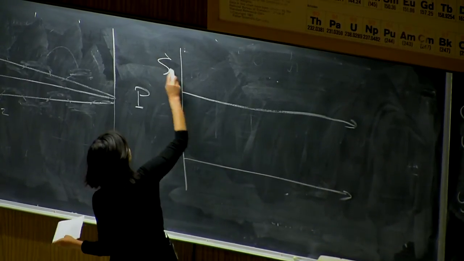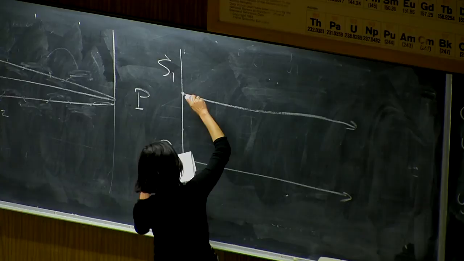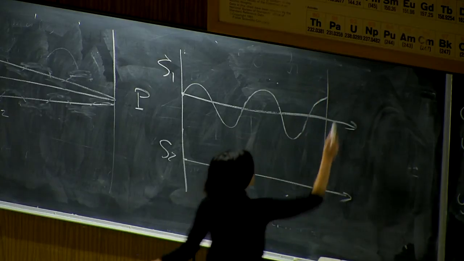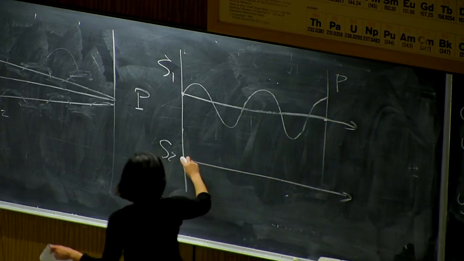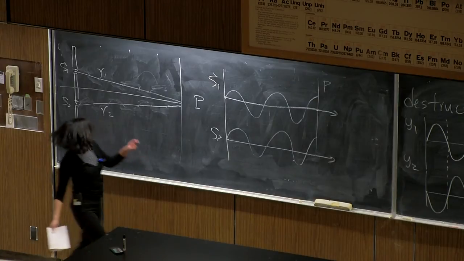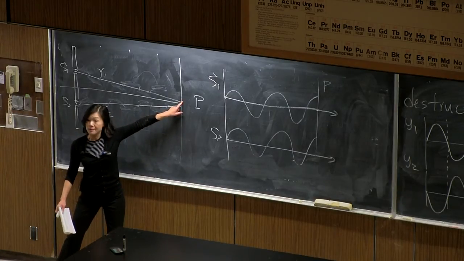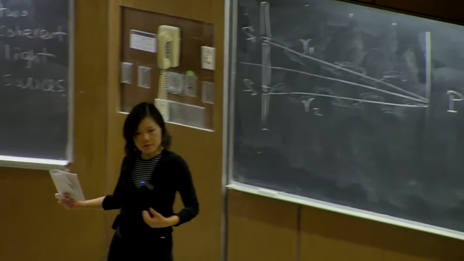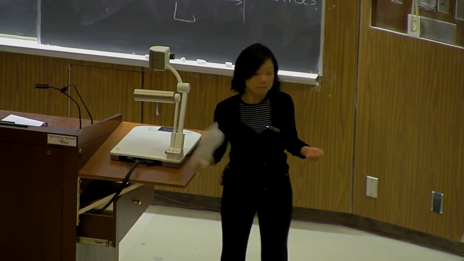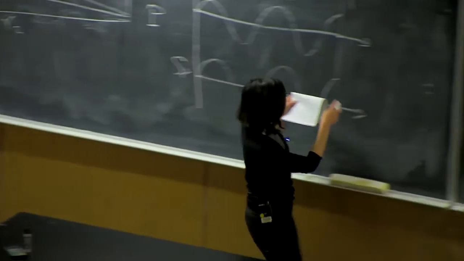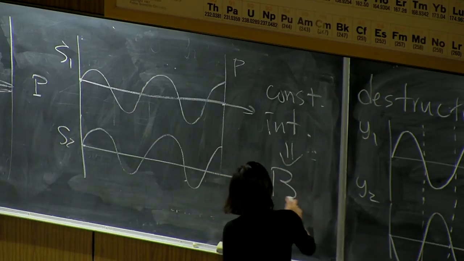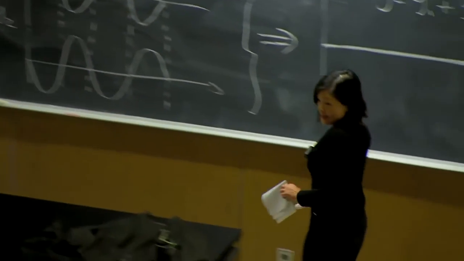So again, suppose this is point P, which is located right at the center, the symmetric point. What you expect is R1 and R2 are exactly the same, and therefore these two waves must interfere constructively. And therefore you expect to observe a bright spot.